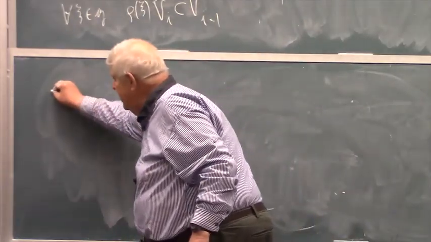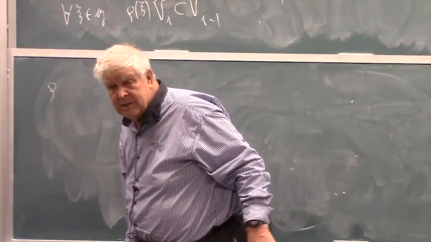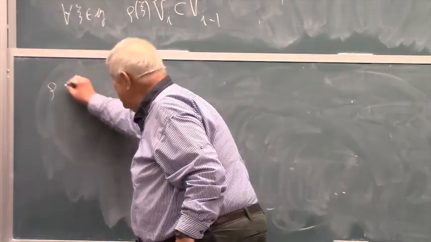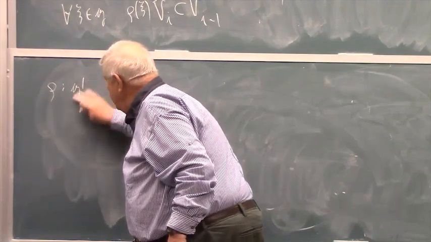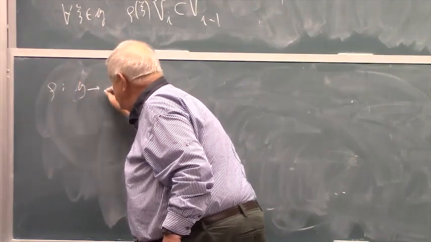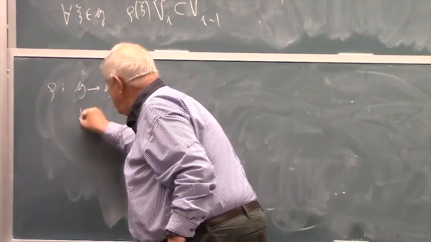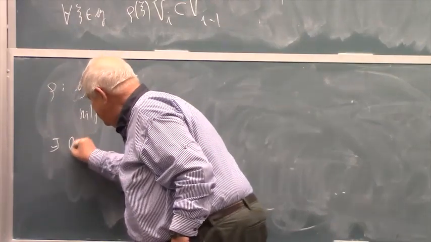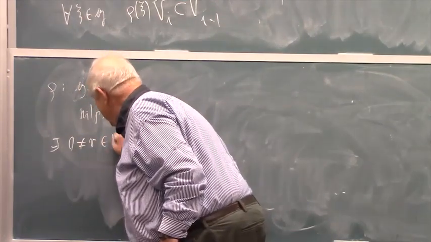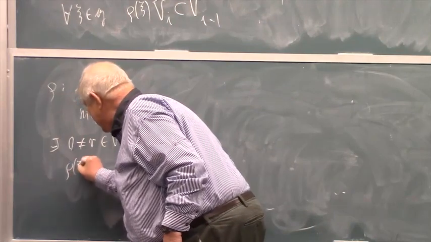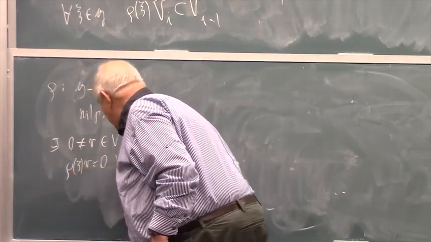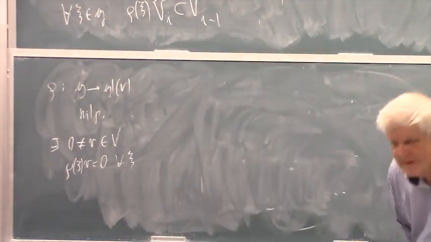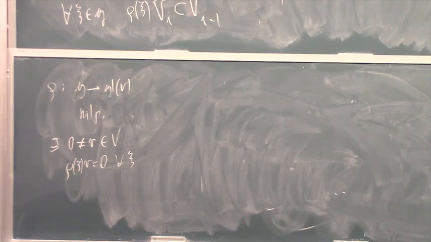So again, suppose that it is a lemma, but actually this lemma is called Engel's theorem in reasonable books. Suppose we have a nilpotent representation. Then there exists a non-zero vector in V such that rho of x applied to v is 0 for every x. So the kernels of these operators have an intersection.